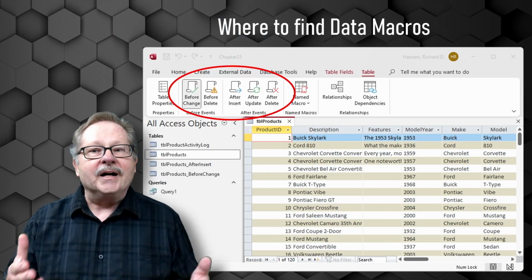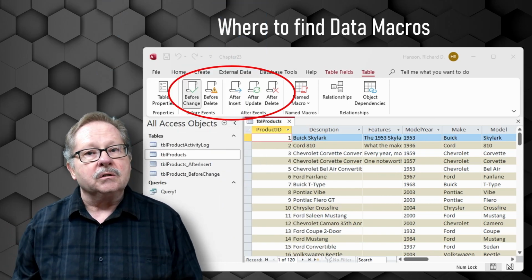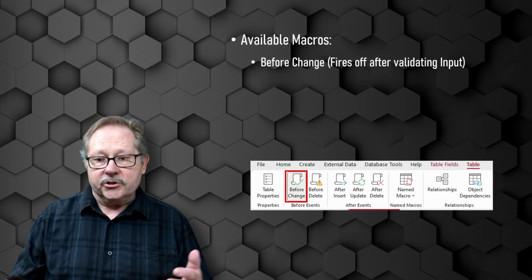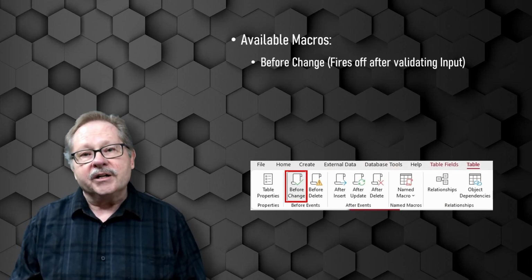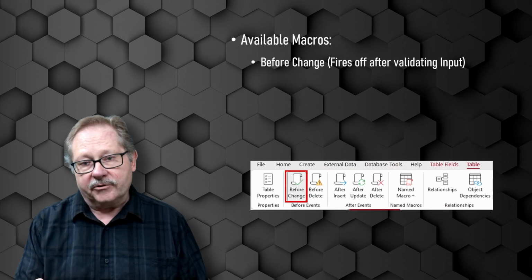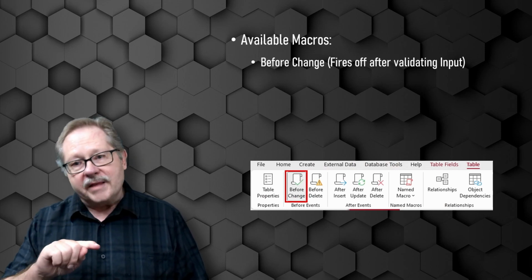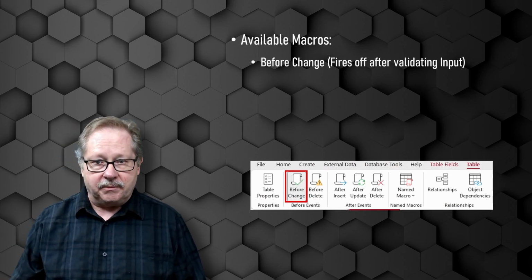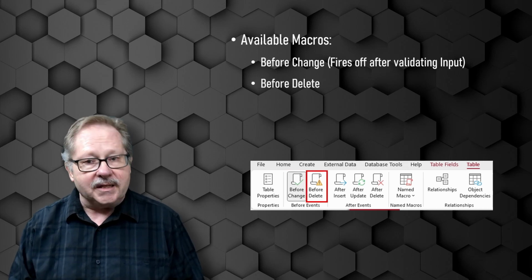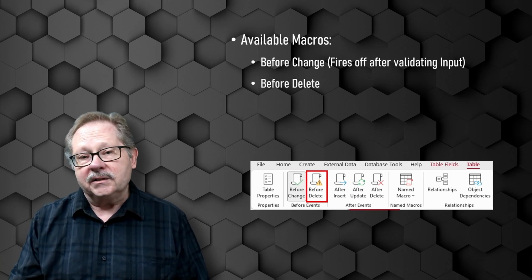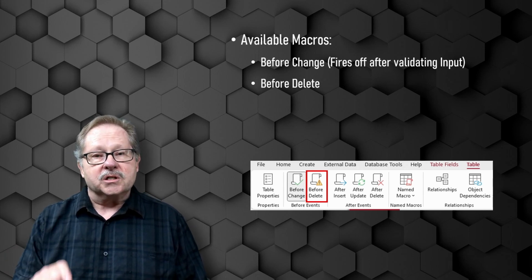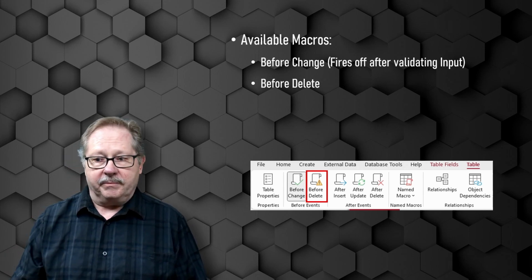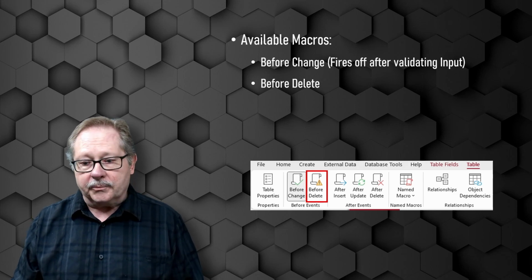Now, there's 5 data macros that you can work with. The first one is before data is changed. In other words, it fires off after you've input the information, but before that row gets committed to the database. Before a delete, when you hit that delete key, it evaluates and checks things out before it actually deletes it from the database, just like before change operates.